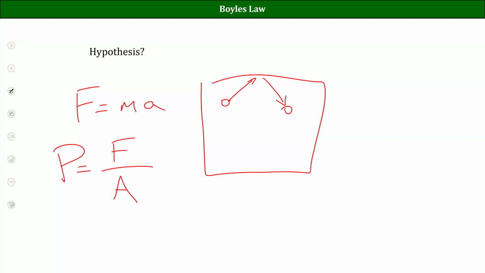So to give you an idea of the difference between force and pressure, because this isn't a physics class, force is the total amount of mass that's accelerating. When you divide by the area, that creates a very different property.